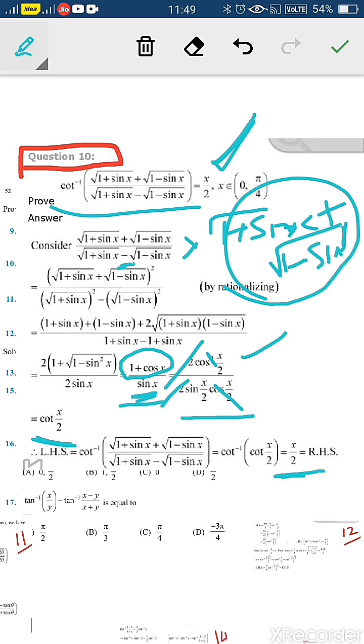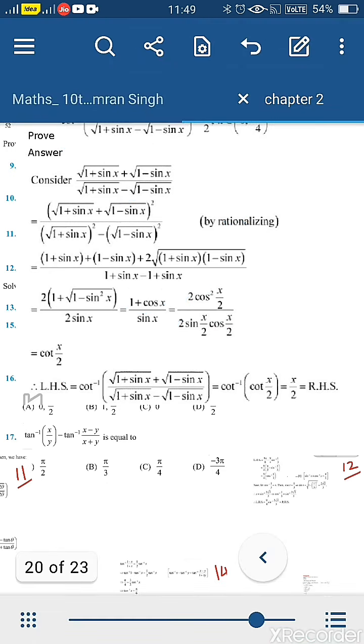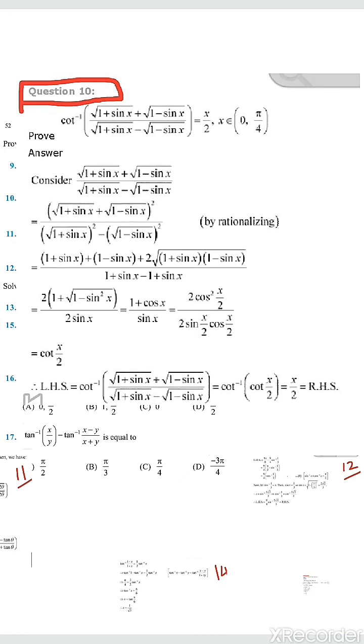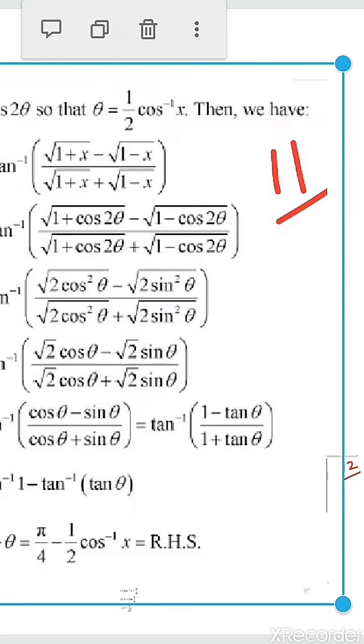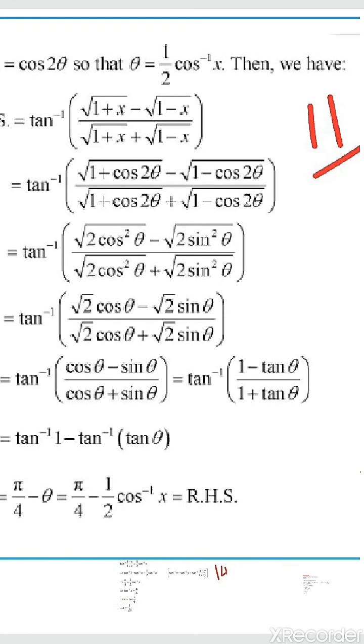Because in ninth class you knew how to rationalize the denominator. Once you have terms with a difference of signs, then you need to rationalize the denominator. This is how question number 10 will be solved. Moving on to question number 11 now. Question number 11 is tan inverse of 1 upon (square root of 1 plus x minus square root of 1 minus x).